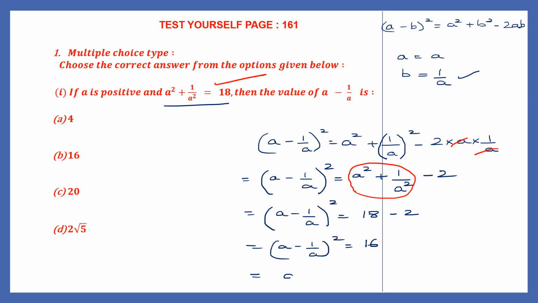So we have to find only a minus 1 by a, not the square of it. So to find that, we have to find the square root of 16. And what is the square root of 16? 4. 4 fours are 16. So a minus 1 by a is equal to 4, and that is option A.